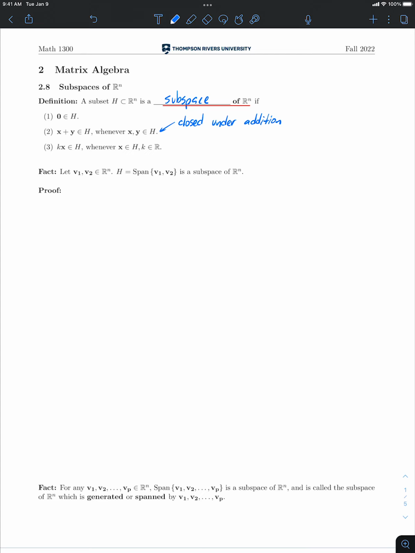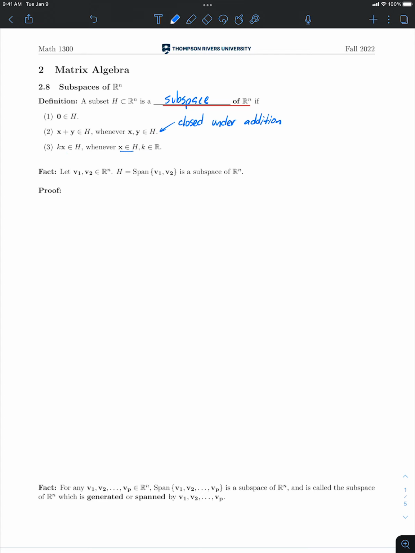Okay, what about condition 3? The structure of condition 3 is similar to condition 2, but it's a slightly different property. The first part of the sentence says that k times x must belong to H. And again, if you just stop reading at that point, you're going to say, what is k and what is x? But you have to keep reading to have those quantified. So whenever x is a vector in H and k is a real number. What you're really saying here is that if you start with a vector in H and you multiply it by any scalar, the result has to also be in H. That's what this third condition is really requiring here.